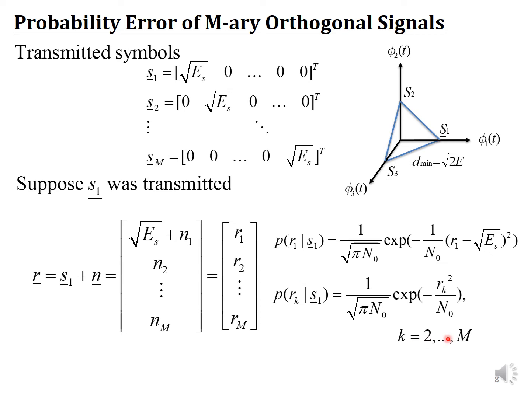R1 is a random variable, and R2 to Rm are all random variables. For the rest of the Rk, for k from 2 to M, the random variable Rk would be a zero mean Gaussian distribution, because these are just noise. So R1 is a non-zero mean Gaussian random variable, and R2 to Rm are zero mean Gaussian random variables.